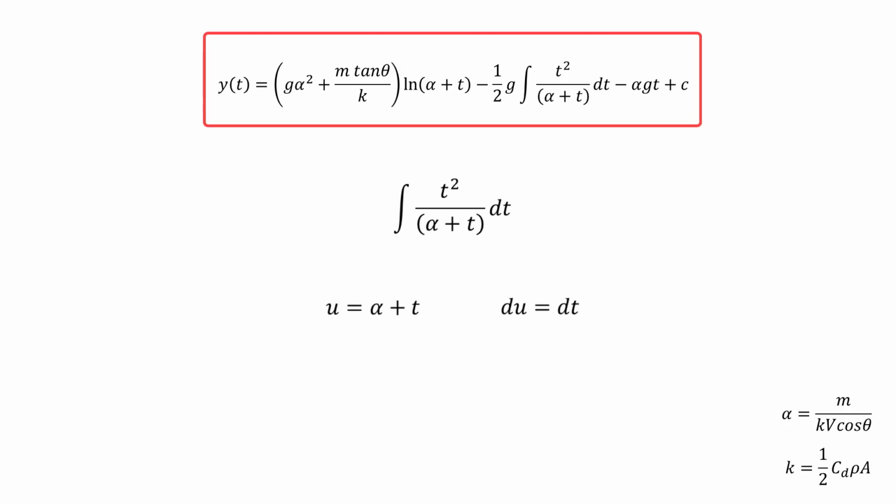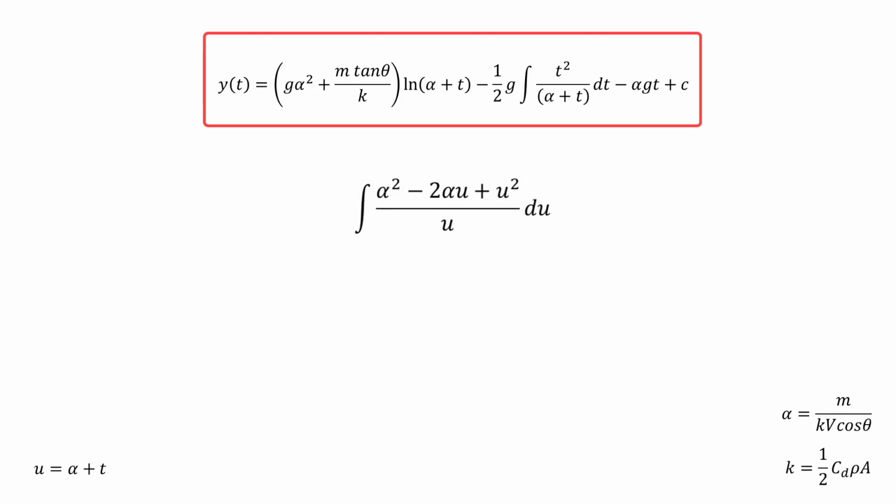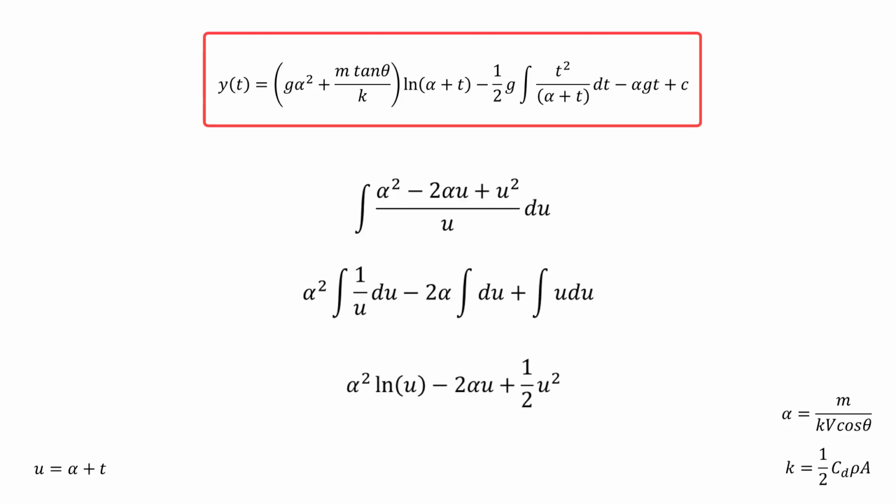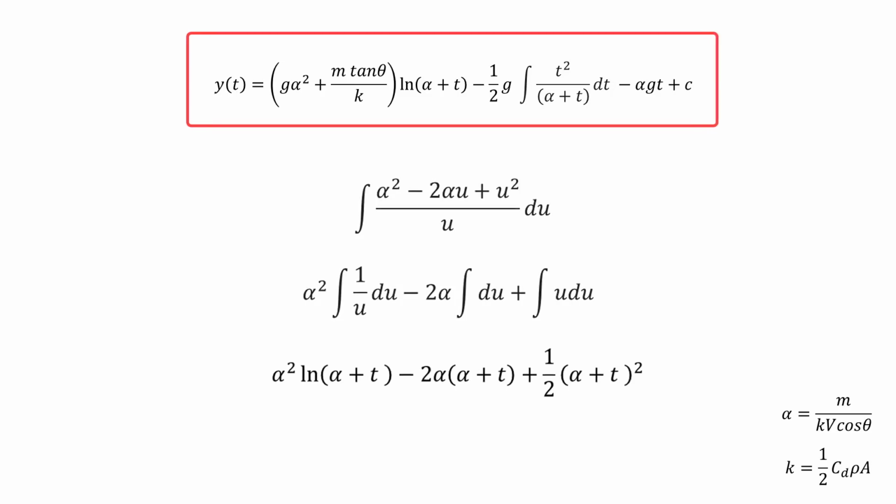Let's go ahead and do a u substitution, and so using the definition of u, we can derive an expression for t squared in terms of u. So we can rewrite the integral in terms of u, split it up over the denominator, easily integrate, then substitute back in for u, then throw the whole thing back into our expression for y of t.